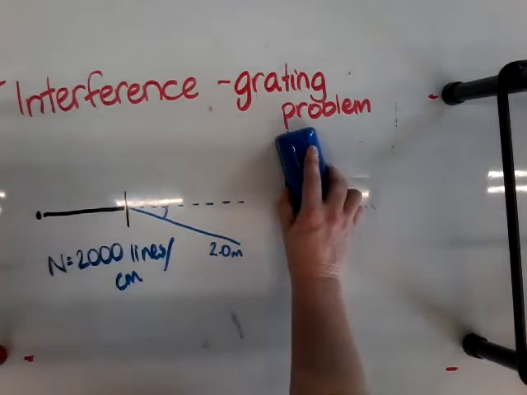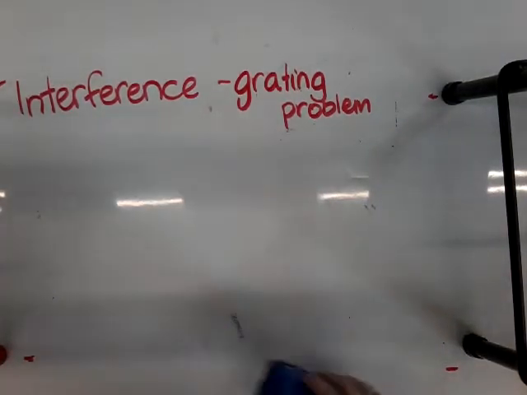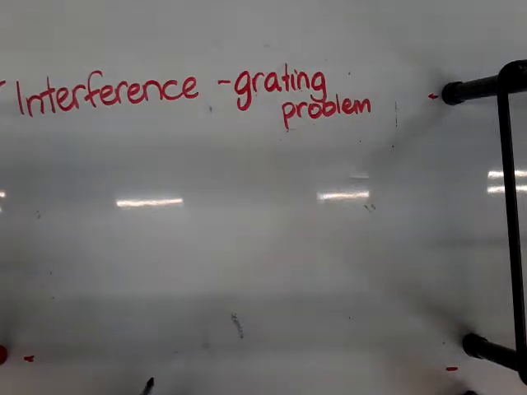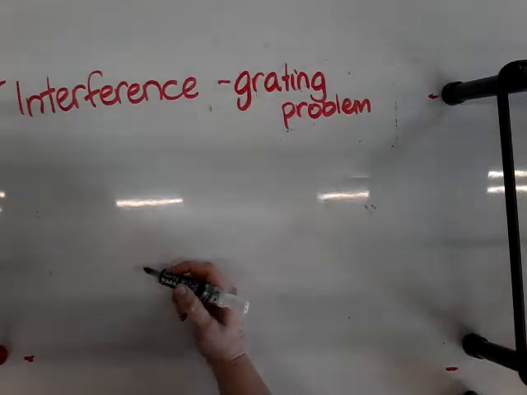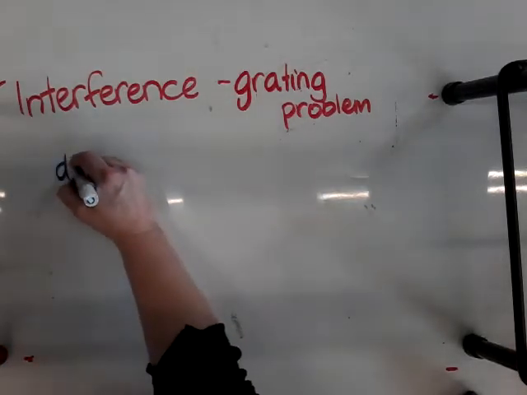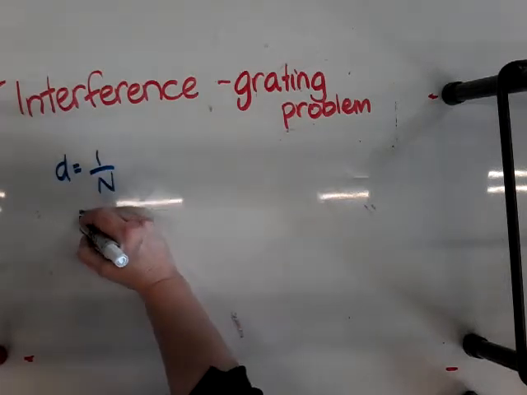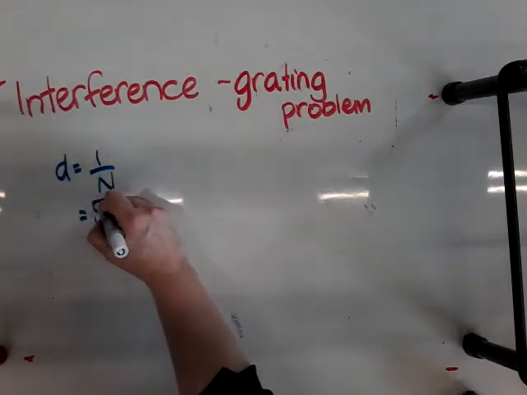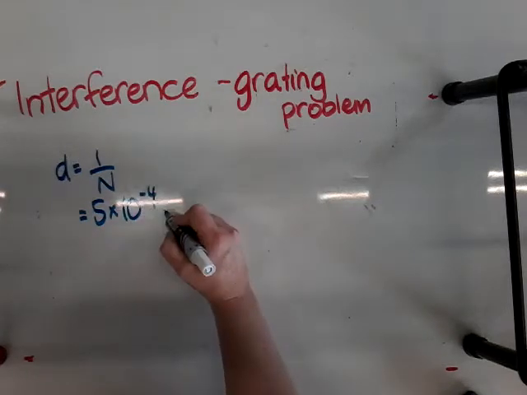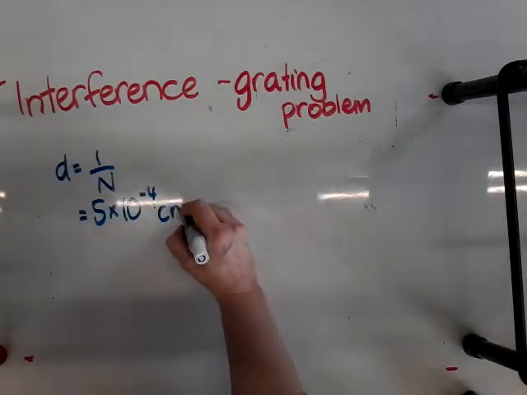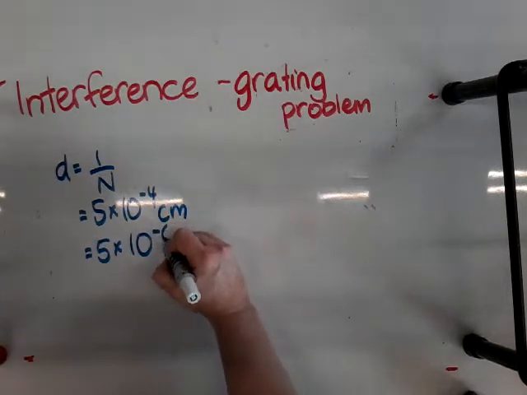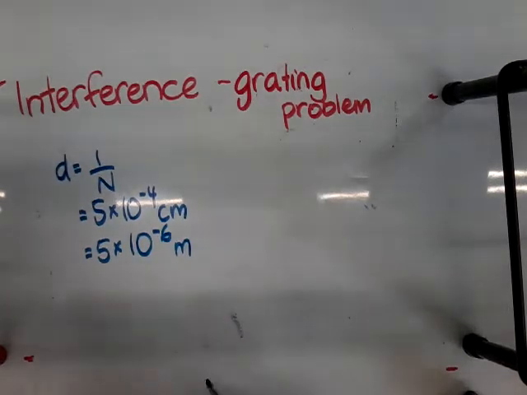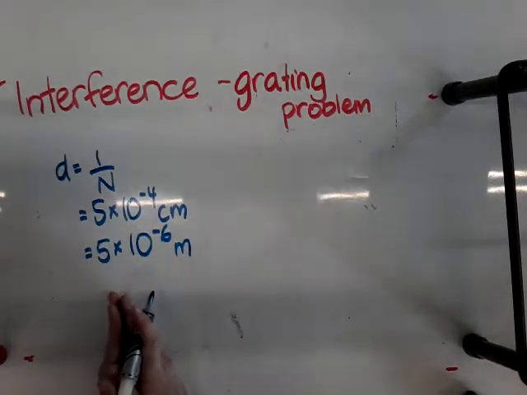Anyway, let's do it. We're going to need to do a couple of preliminary steps first. Obviously, we need to turn our slit spacing of 2,000 lines per centimetre into d. So we know that d equals 1 over N, and that works out to be 5 times 10 to the negative 4. But remember, N was lines per centimetre, so that works out to be 5 times 10 to the negative 6 metres. That's the d, the distance between every tiny little slit on it.